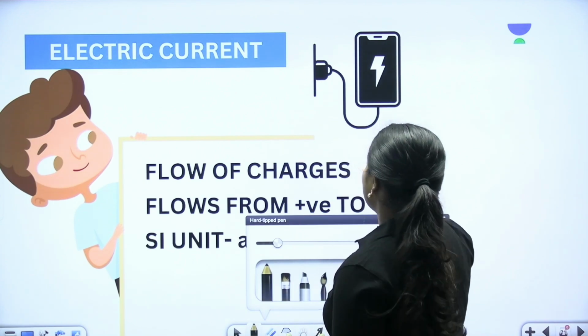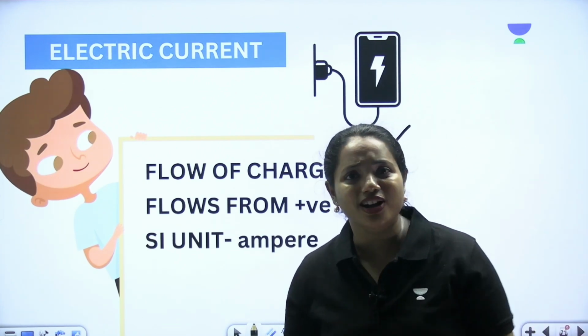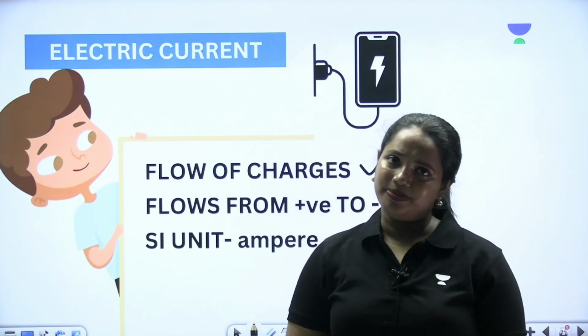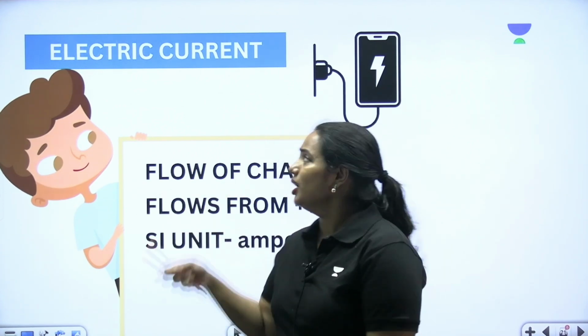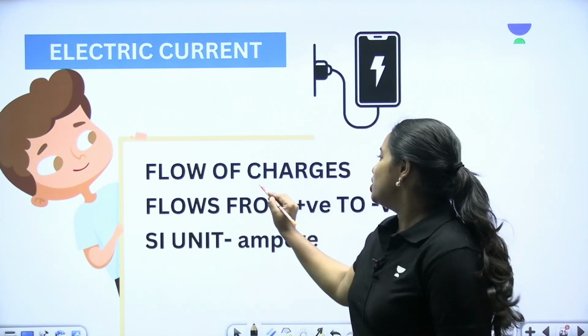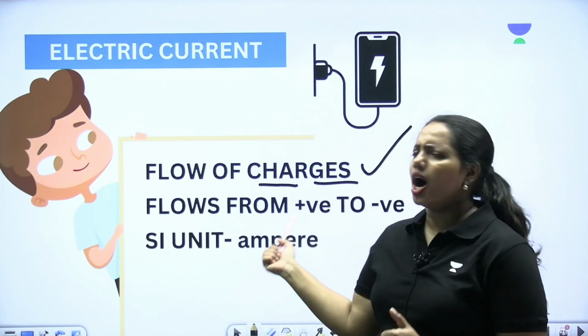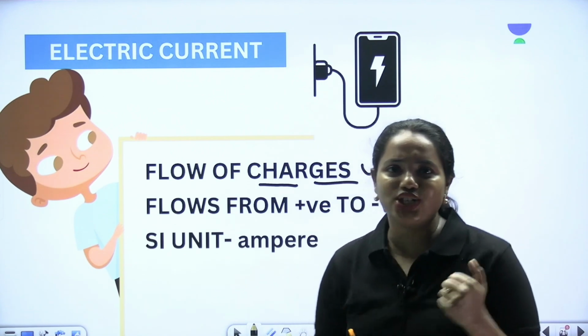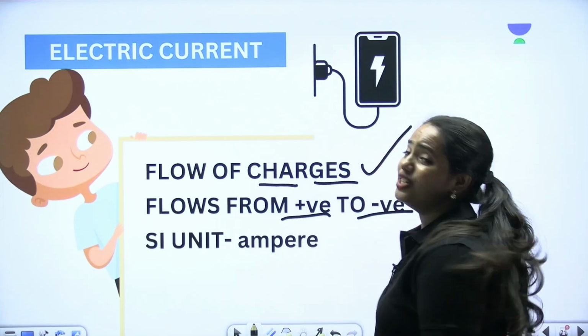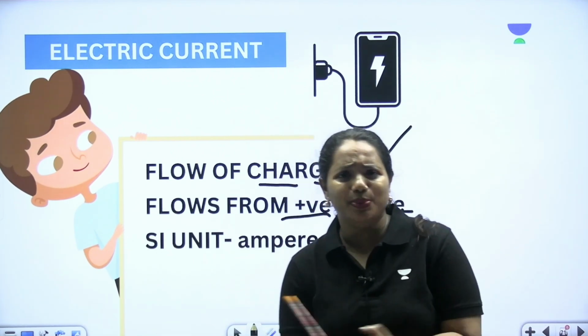Look at it here. You can see that the flow of charges can be called electric current. In the case of a river, water is flowing from one place to another. But in the case of electric current, charges flow. So how does it flow? Very important. What is the direction? It's from positive to negative. So you have to be very clear with this point.